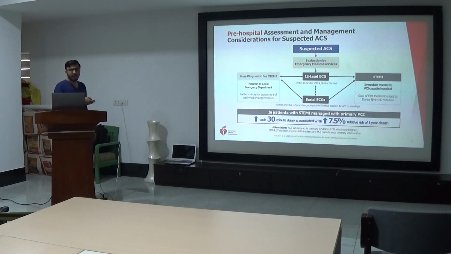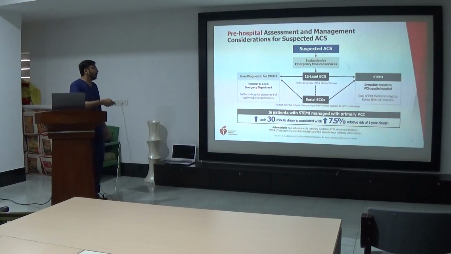So if a patient having pain comes and we suspect ACS, then there is emergency medical service, which evaluates, does the basic parameters, takes the history, and gives the basic ECG. The main idea is to take the ECG within 10 minutes of first medical contact. So within 10 minutes of the patient presenting, a valid ECG, if it is showing ST elevation, there is a straightforward referral to a PCI-capable hospital.